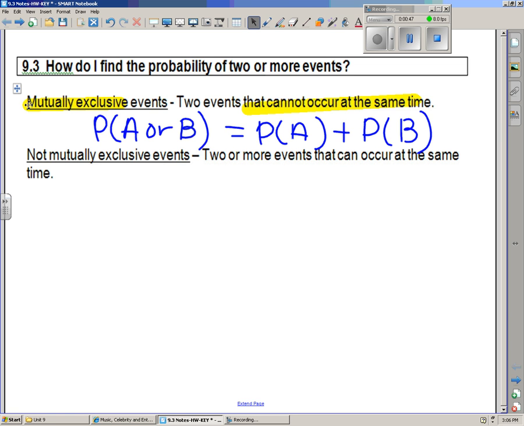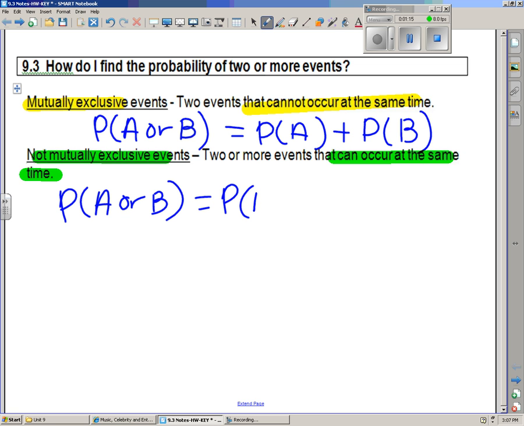Okay? Not mutually exclusive events are two or more events that can occur at the same time. And this would be something like the probability of drawing a jack from a deck of cards and then drawing a red card. So the probability here now of having A or B happen is you would do what's the probability of drawing a jack plus what's the probability of drawing a red card.